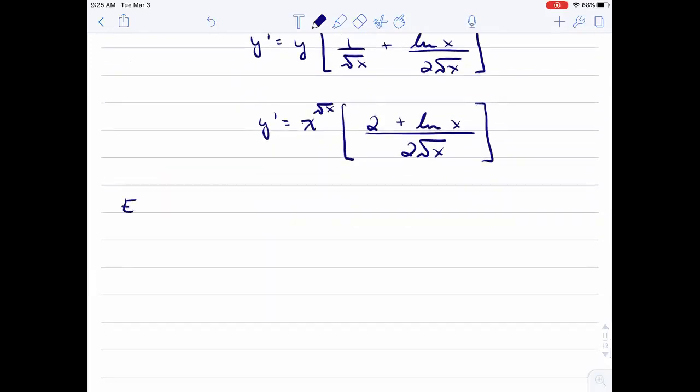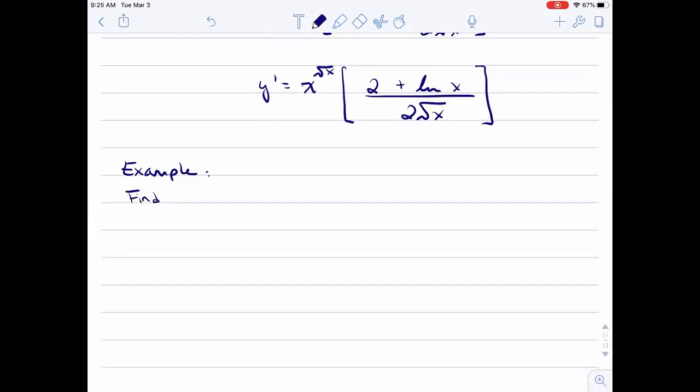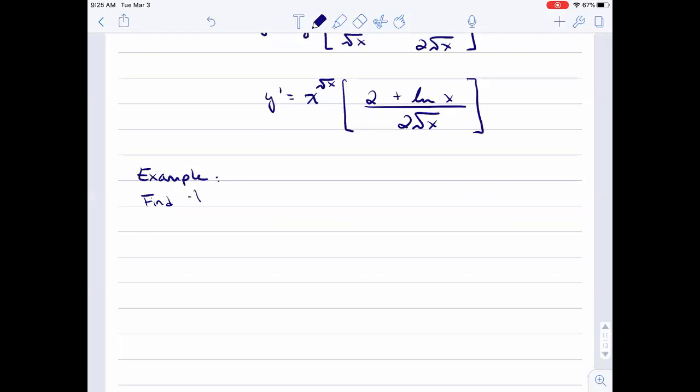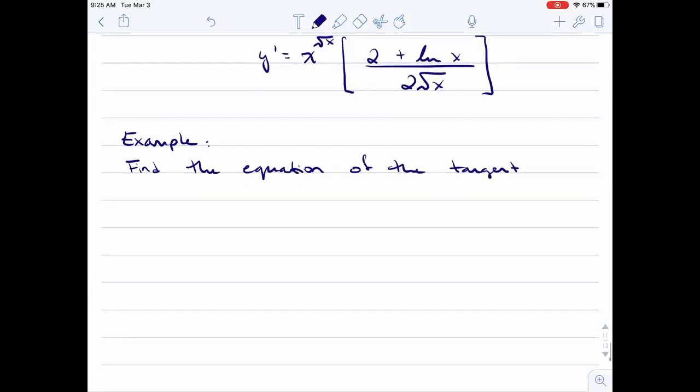Okay. How about we do something a little bit more fun? Let's not get too crazy here. How about if we have to find the equation of the tangent line? Hey, sounds familiar. We're always finding the equation of the tangent line. So find the equation of the tangent line to y equals x squared times the natural log of x at the point 1, 0.